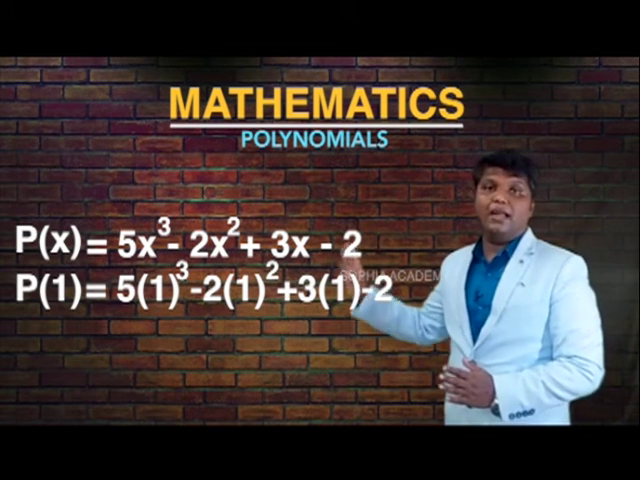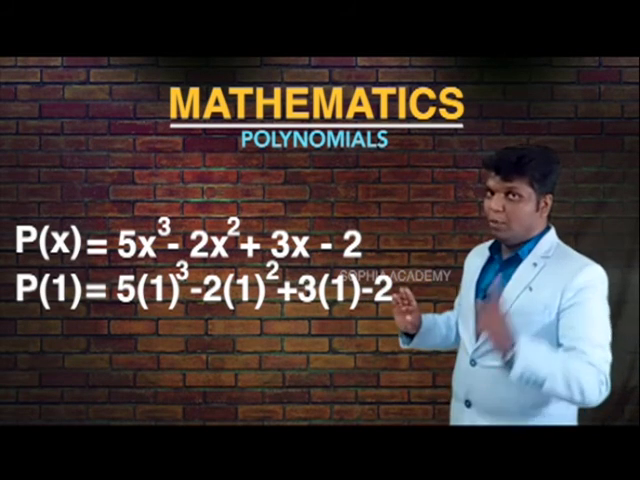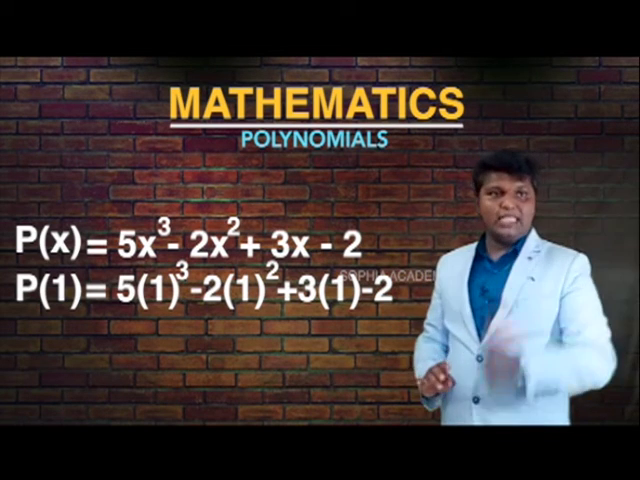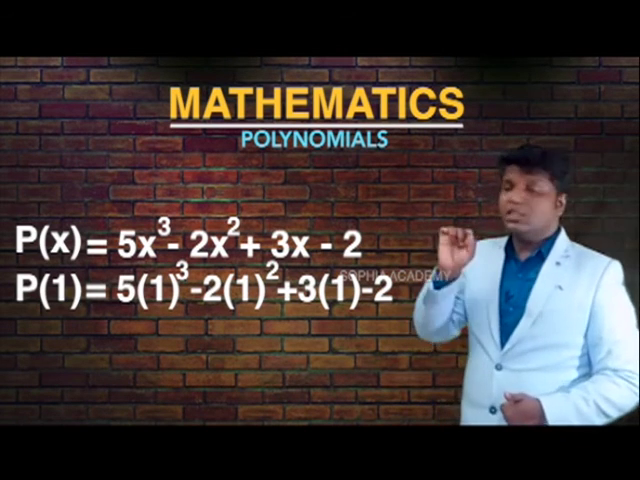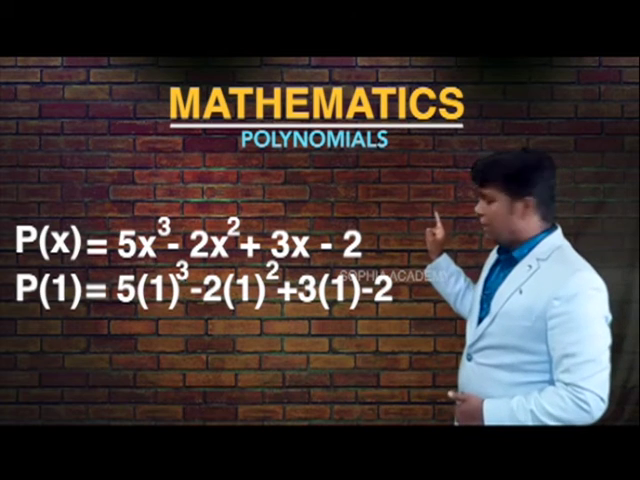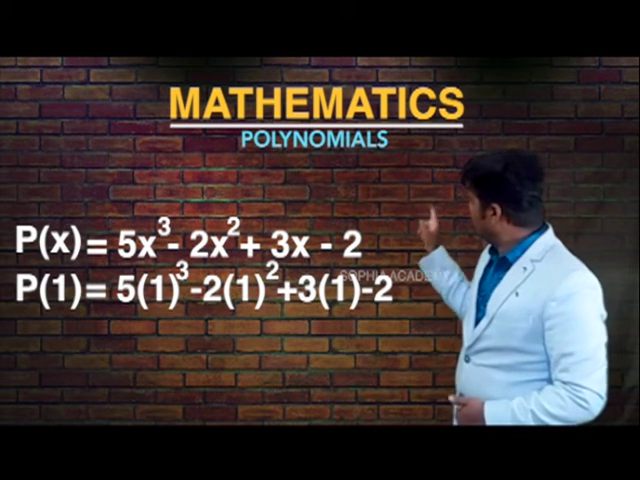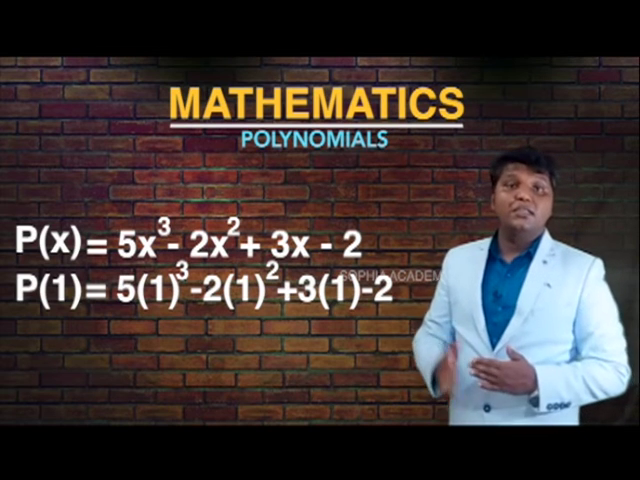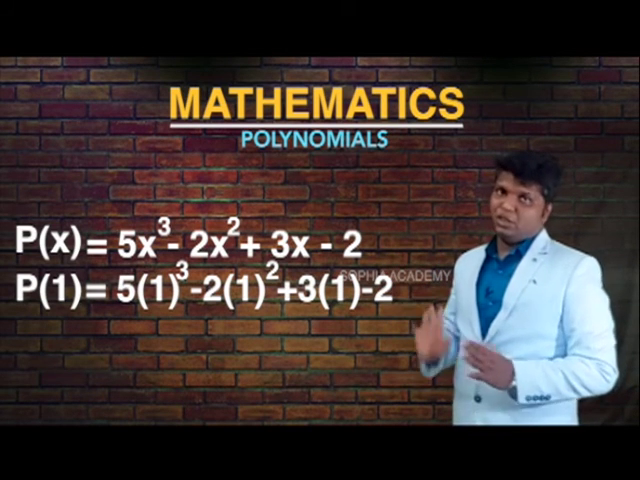So here we are keeping the bracket: 5 into 1, the whole cube. The bracket is read as 5 into 1 the whole cube. Next term, minus 2 into, within brackets again, 1 square, then plus 3 into 1 minus 2.